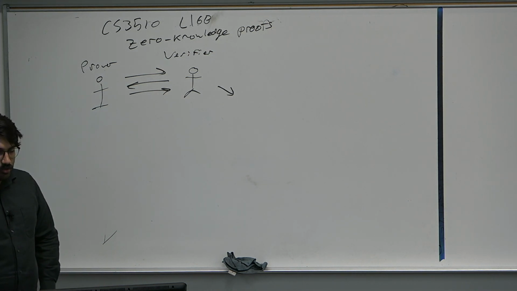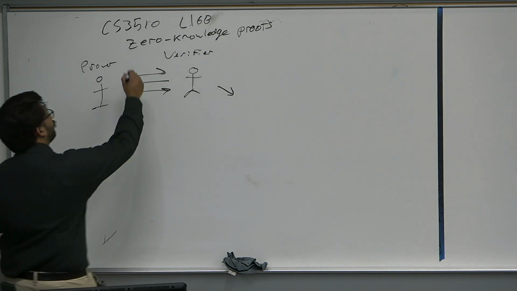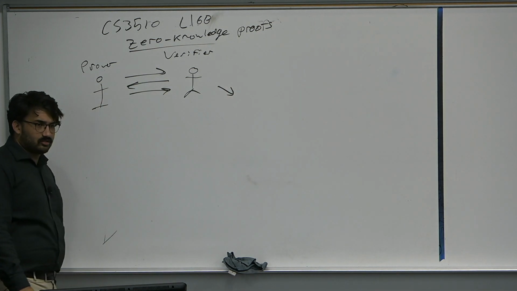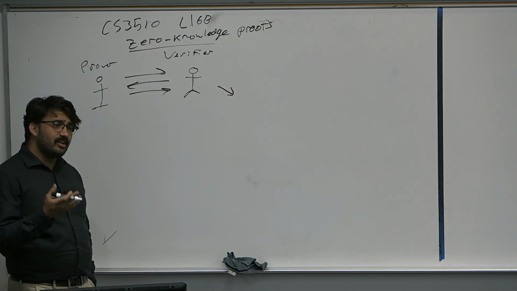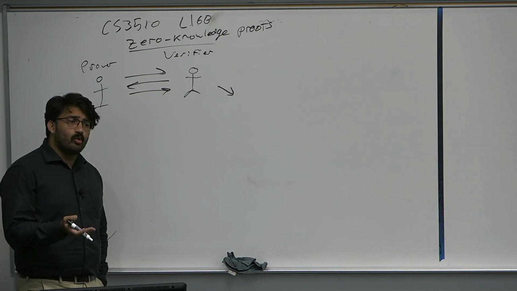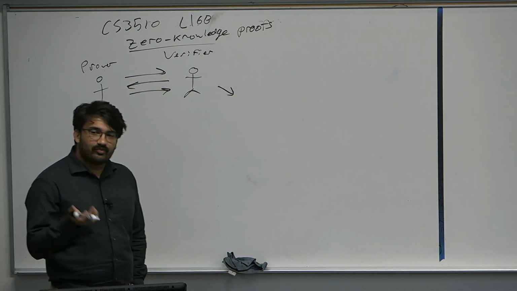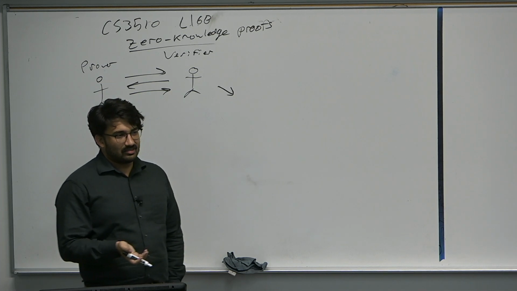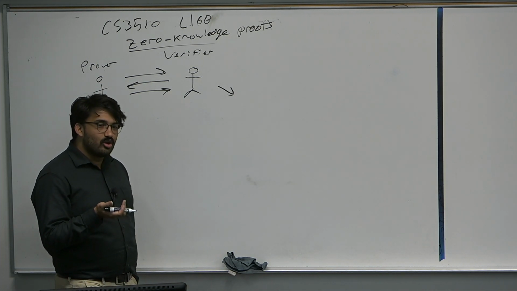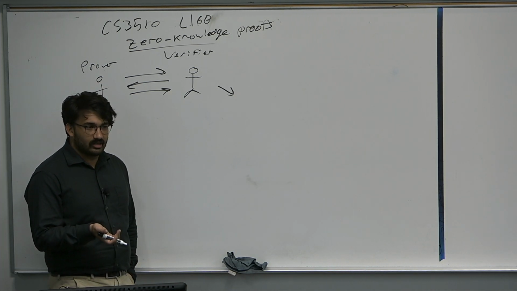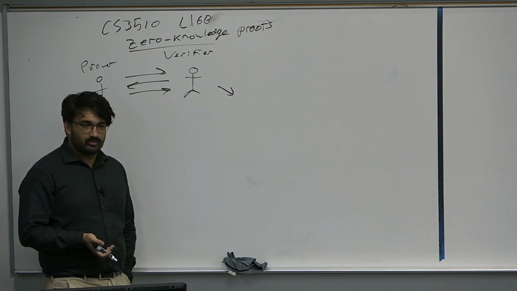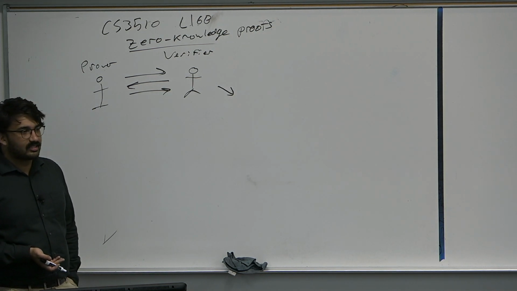Now, zero-knowledge proof is exactly what it sounds like. It's zero knowledge. We'll talk about a more formal definition of knowledge. But essentially, you can convince someone that you know something, you know an answer to a problem, without actually revealing what the actual answer is. So you can convince someone that you know something without telling them what it is. That's what a zero-knowledge proof is. So we'll go through some classic examples today.